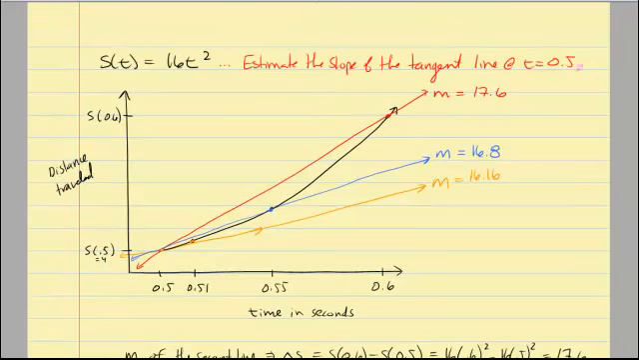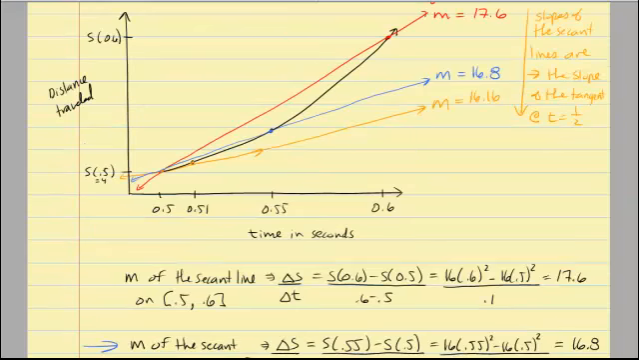Now what ends up happening as I look at this is that the slopes of the secant lines are approaching the actual slope of the tangent line. So the slopes of the secant lines are approaching the slope of the tangent line at 1/2.